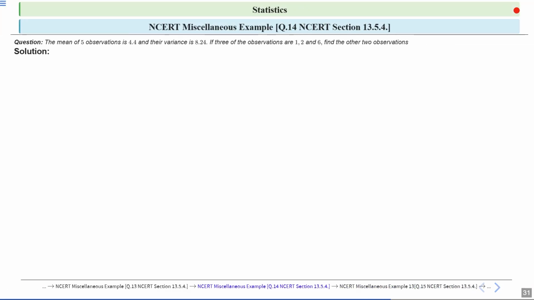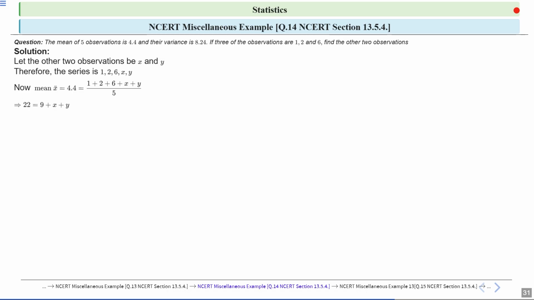So let's solve this question step by step. Let the other 2 observations be x and y. So our series is 1, 2, 6, x, y. Now the mean x bar is the sum of all observations divided by the number of observations. So x bar is given to us as 4.4. So 4.4 equals 1 plus 2 plus 6 plus x plus y divided by 5.